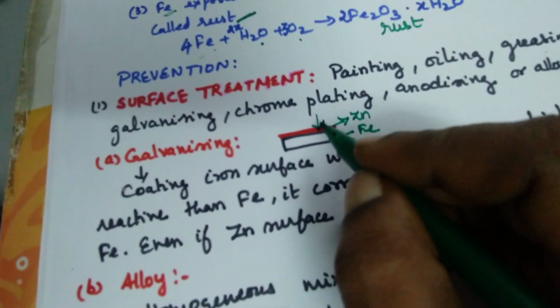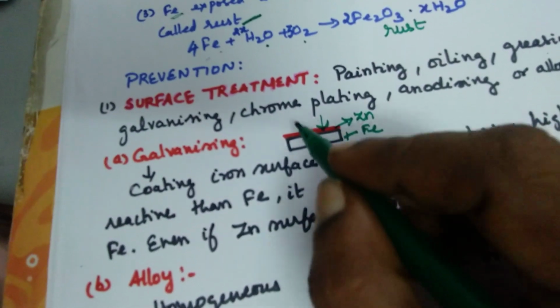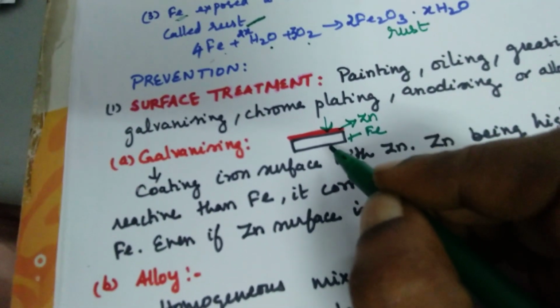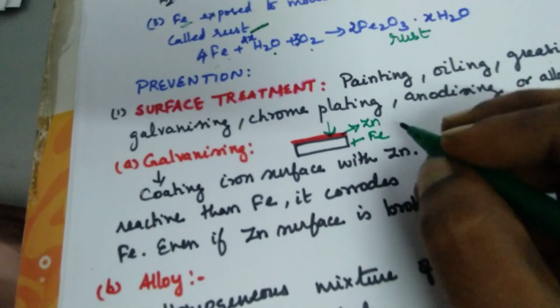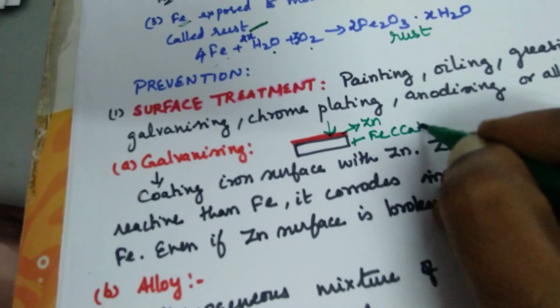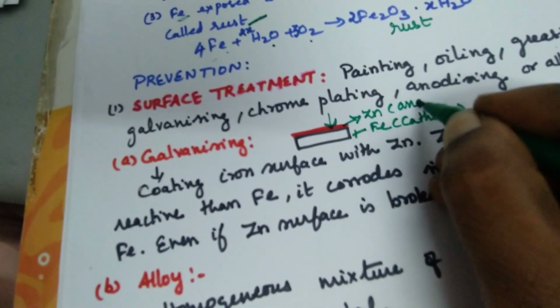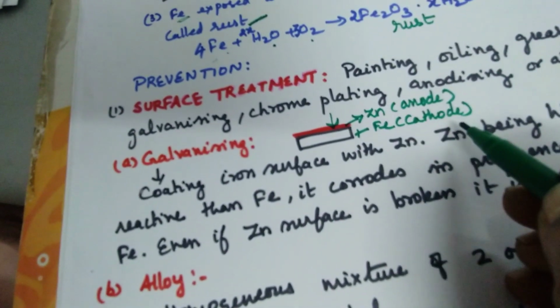Then why do I have to give such a coating? Yes, there is an answer. When this zinc is exposed to the environment, definitely zinc will react, but iron will be protected. In the presence of zinc, iron takes the role of cathode. Cathode is always protected and zinc takes the role of anode. So anode only corrodes, cathode is protected.